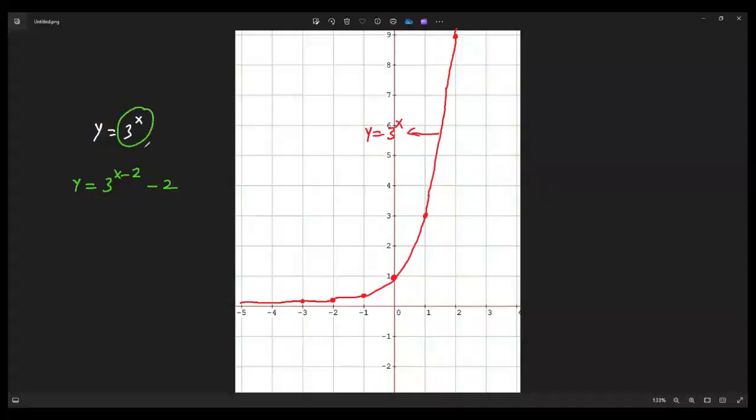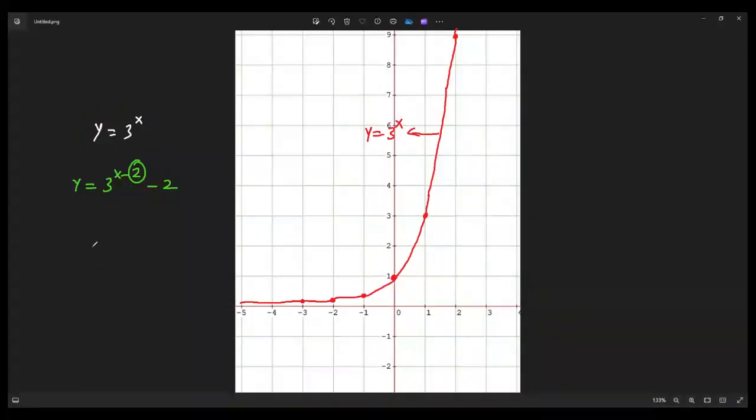Okay, when I compare 3 to the power of x and 3 to the power of x minus 2, here 2 is subtracted from x. So whenever a value is subtracted from x, that is a horizontal translation to the right. Since 2 is subtracted from x, the graph of the basic function has to be shifted 2 units to the right to get the graph of this, okay?